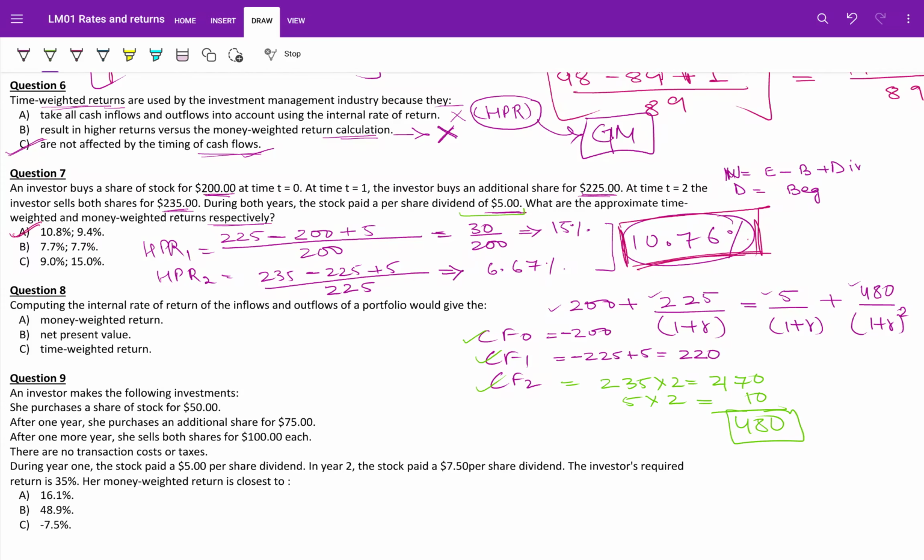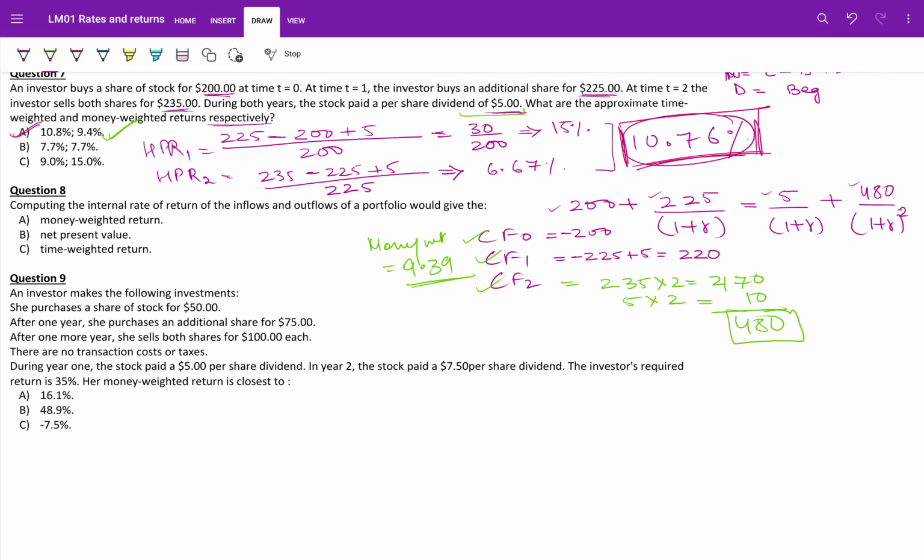Our money weighted rate of return is 9.39, and this means option number one is the correct option. Okay, so I hope this much is clear. You are able to figure out at least how we are calculating the difference between money weighted and time weighted rate of return.